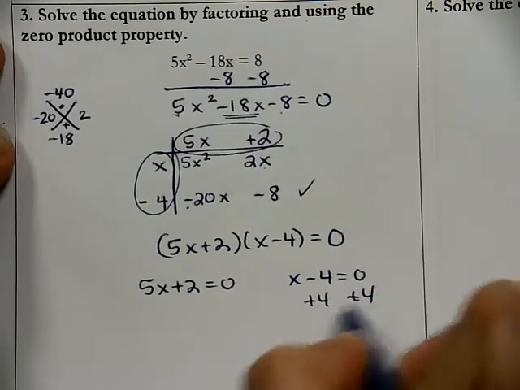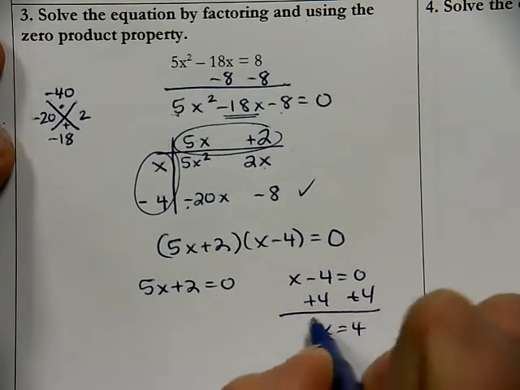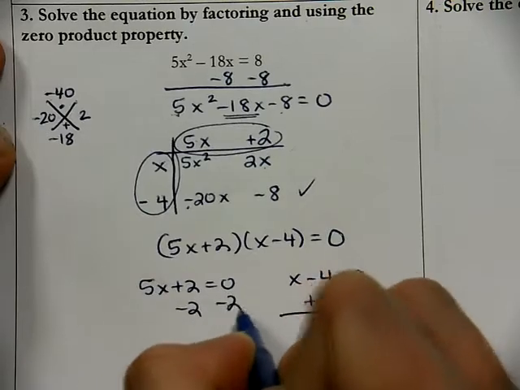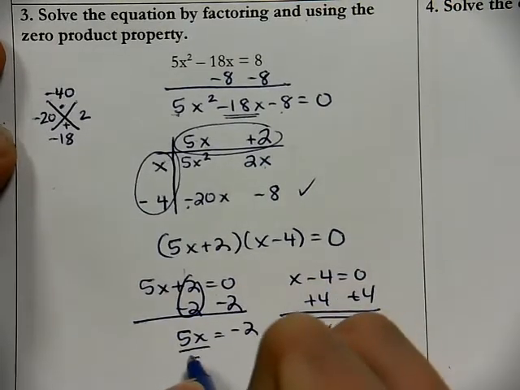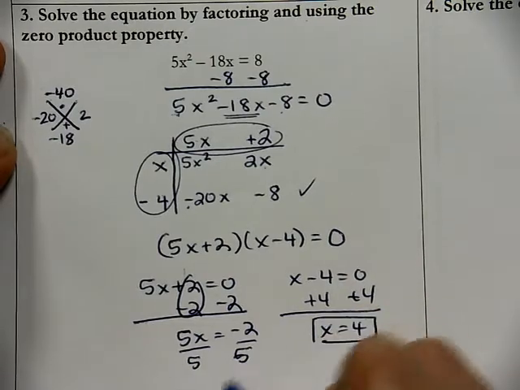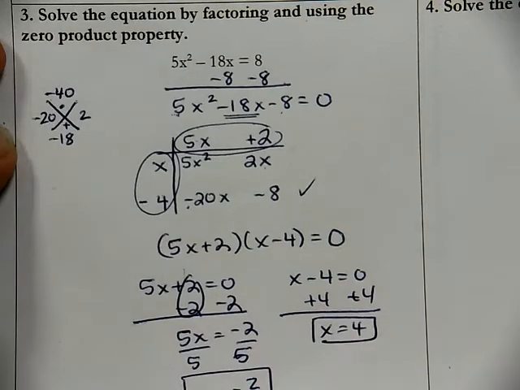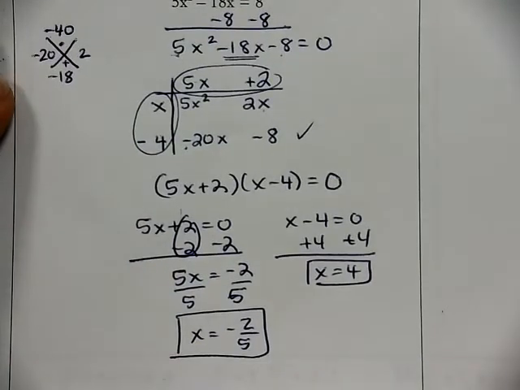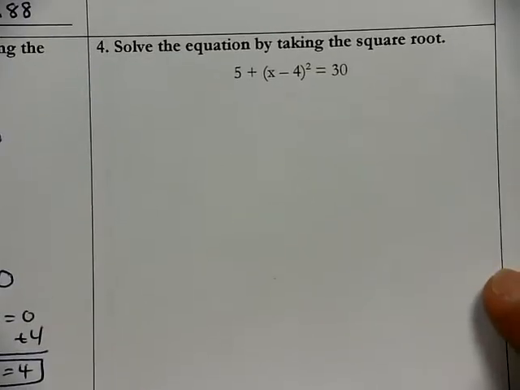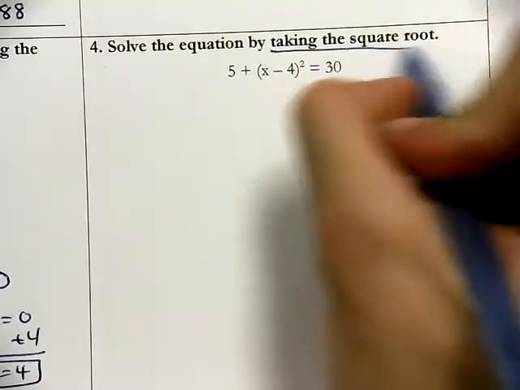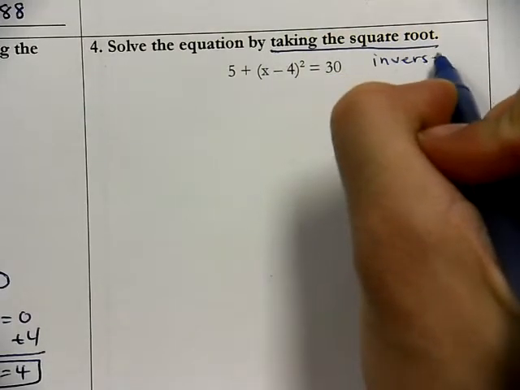If I add 4 to both sides, I get x equals 4. On this one, if I subtract 2 and then divide by 5, I'll get x equals negative 2/5. And here are my two solutions. So that was factoring and then using the zero product property. If I scooch over to the right for number 4, it says solve using the square root method or taking the square root. Another way to say this is just using inverse operations.